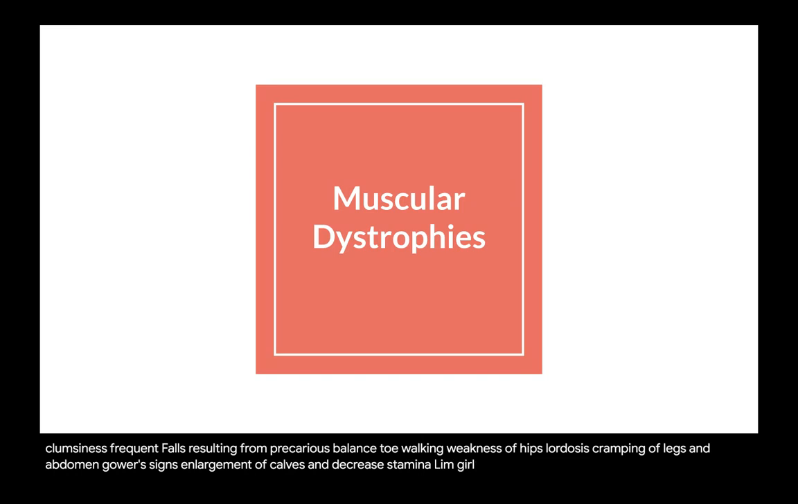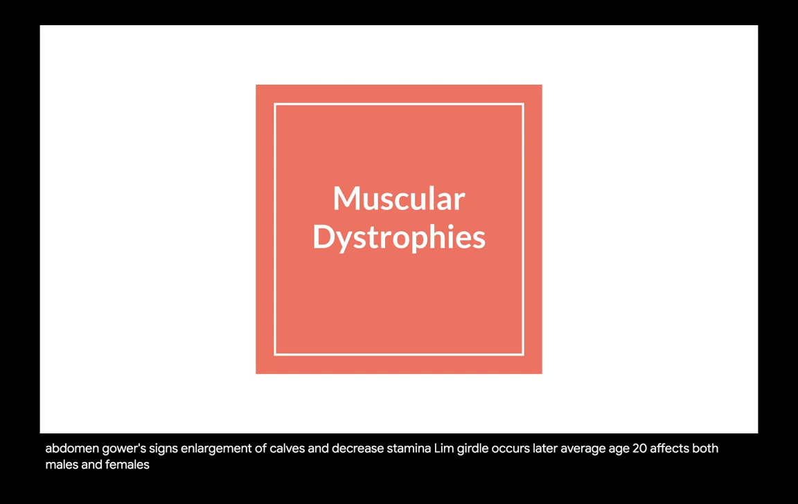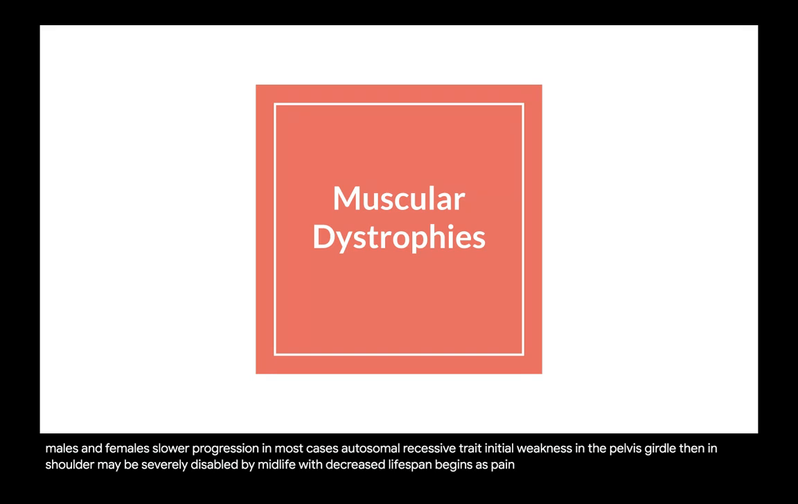Limb girdle occurs later, average age 20, affects both males and females. Slower progression in most cases. Autosomal recessive trait. Initial weakness in the pelvic girdle, then in the shoulder. May be severely disabled by midlife with decreased lifespan. Begins as pain after exercise, then total muscle involvement.